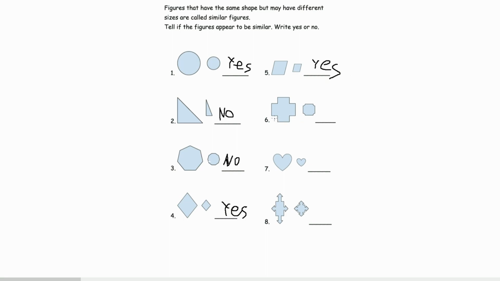Number 6, the edges of the bigger shape are right angles, straight lines, but when we look at the small one, it is rounded. So no, this would not be a similar figure. Number 7, we see a heart right here, and we see a smaller version of the heart, so yes, it is similar. Number 8, that arrow is longer, short, short. For this one, we only have short, short, short, short, so that would be a no.